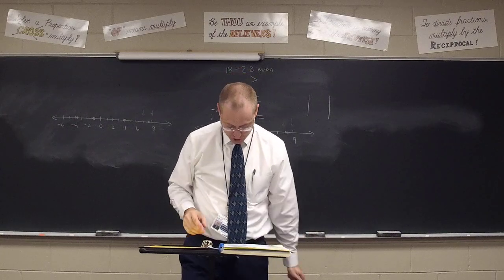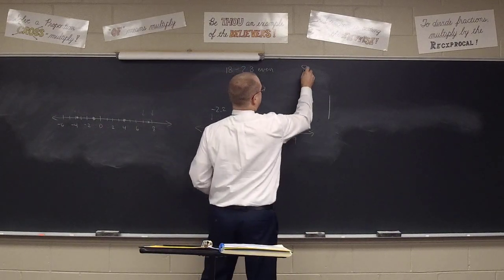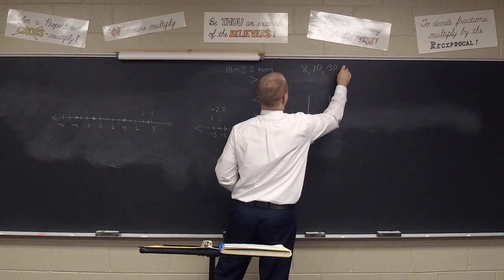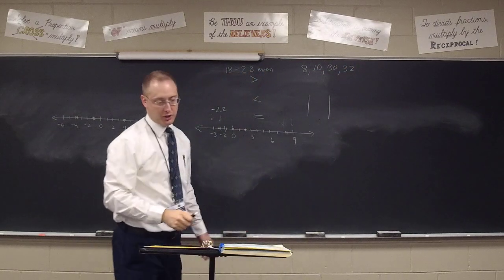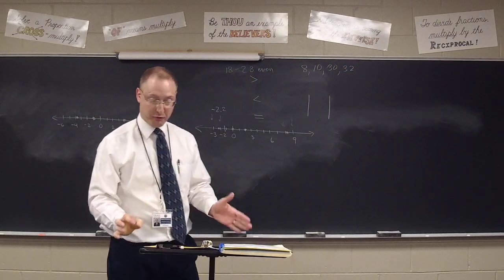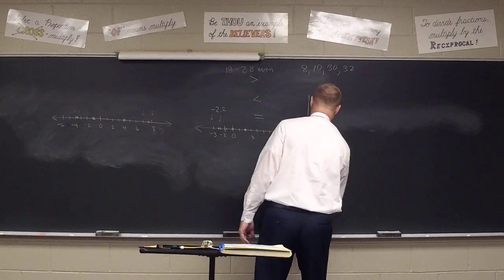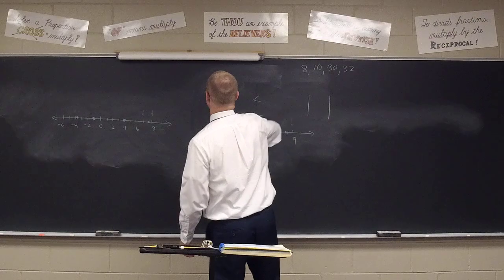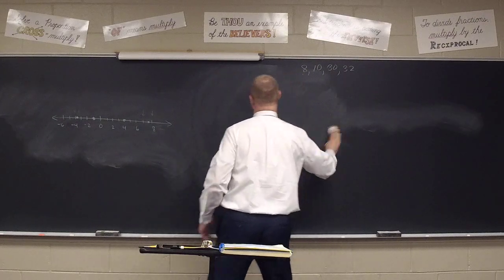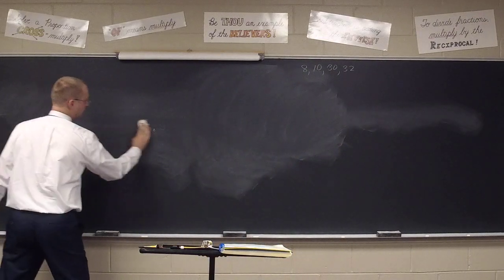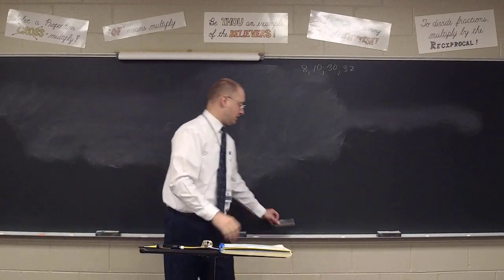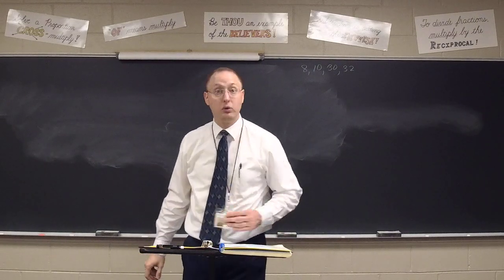All right, I want you now to do numbers 8, 10, 30, and 32. Numbers 8 and 10, they've already drawn the number line for you. You just need to plot the points. Number 30 and 32, picture a number line and write the order in which those values would appear.